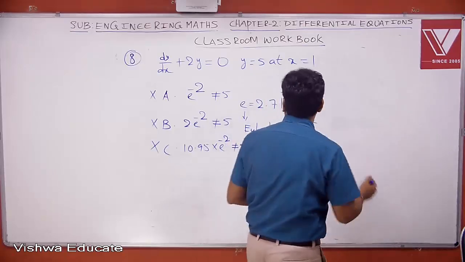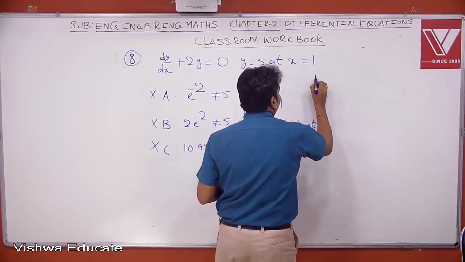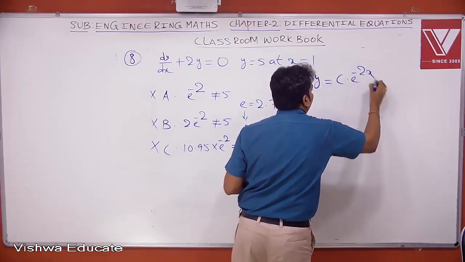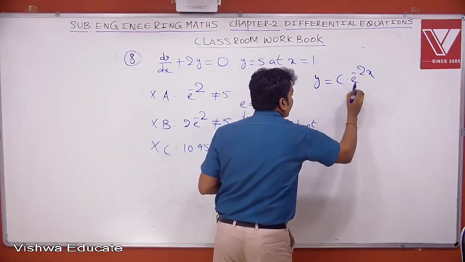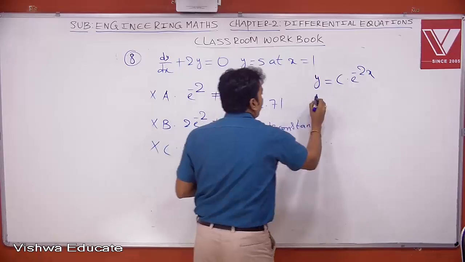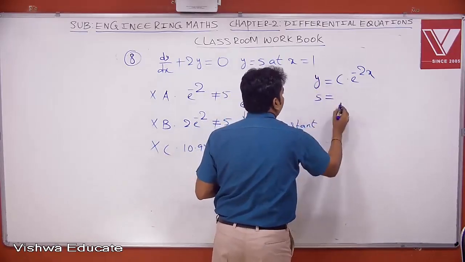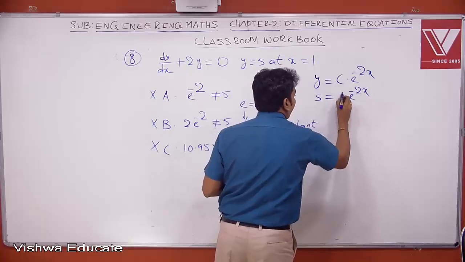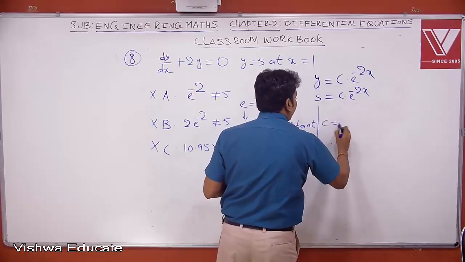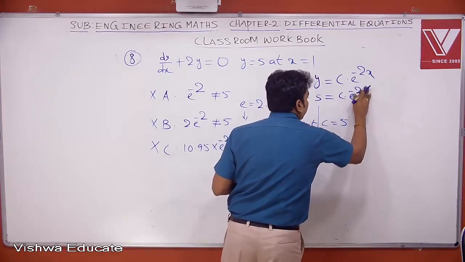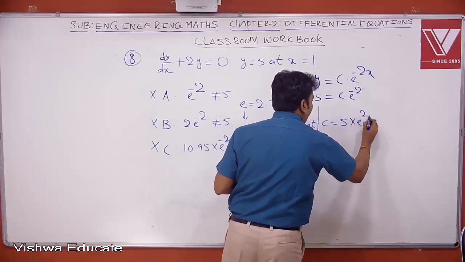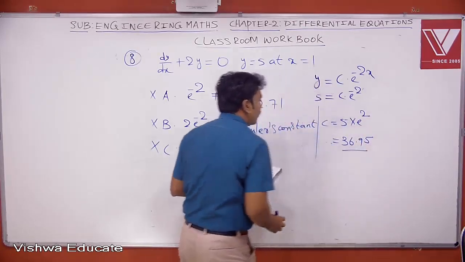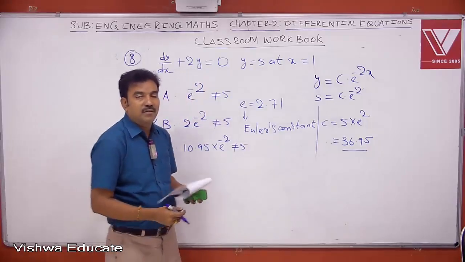Therefore, just by looking at the options, one can easily guess that the general solution becomes y equal to c into e power minus 2x. Now let us try to find the c value using this boundary condition. Y value is 5 when x is 1. So 5 equal to c into e power minus 2x. Replace x by 1. So 5 into e square, this we get 36.95. Therefore, the answer D is the right answer. Note this.